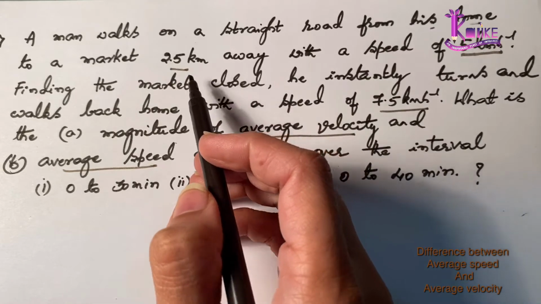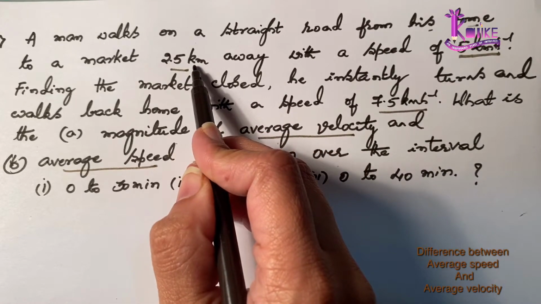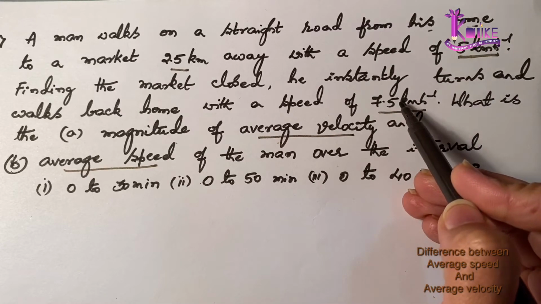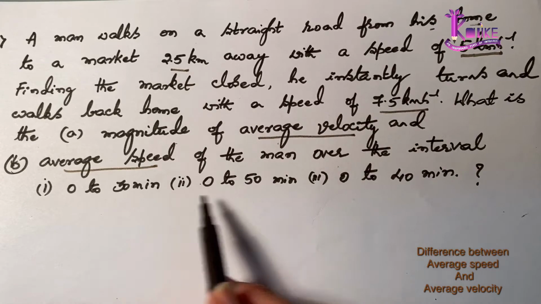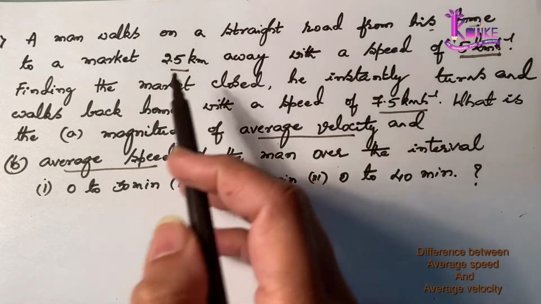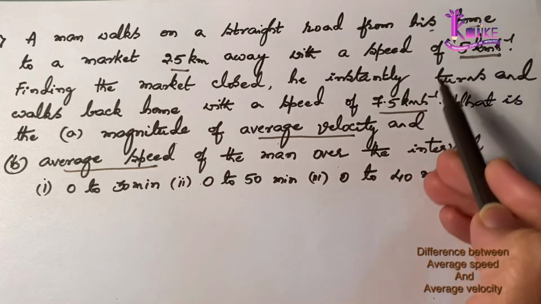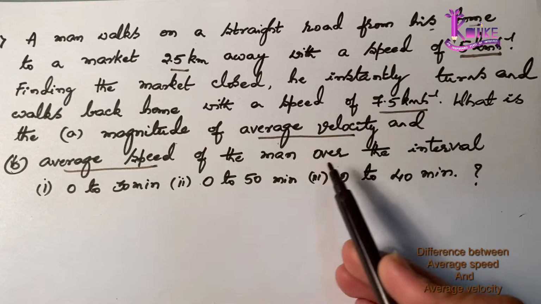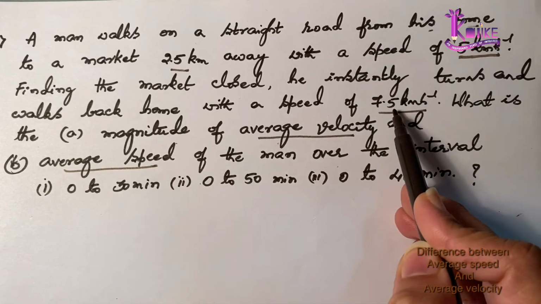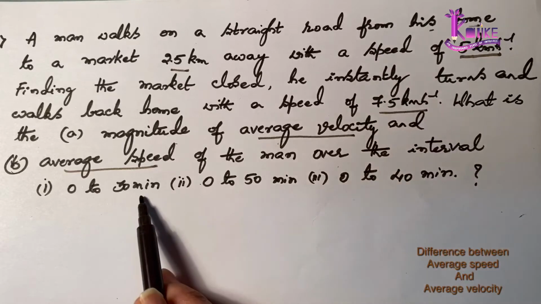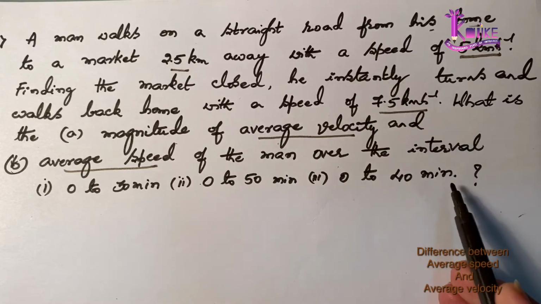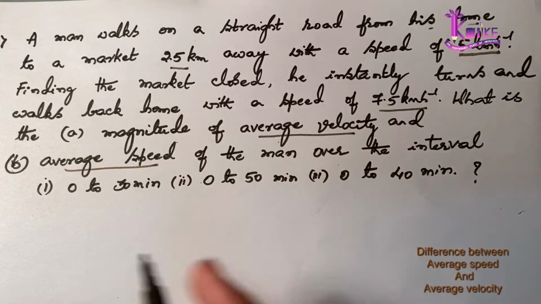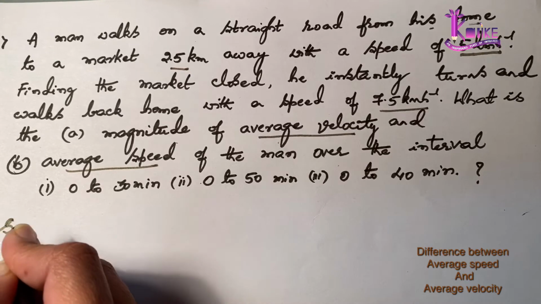See, what are the things that you should note down? The distance is given in kilometers, the speed is given in kilometer per hour, whereas the time interval is given in minutes. So instead of converting all this, since you have the speed in kilometer per hour, you can convert minutes into hours in order to simplify the numerical. Now let's start solving the numerical.